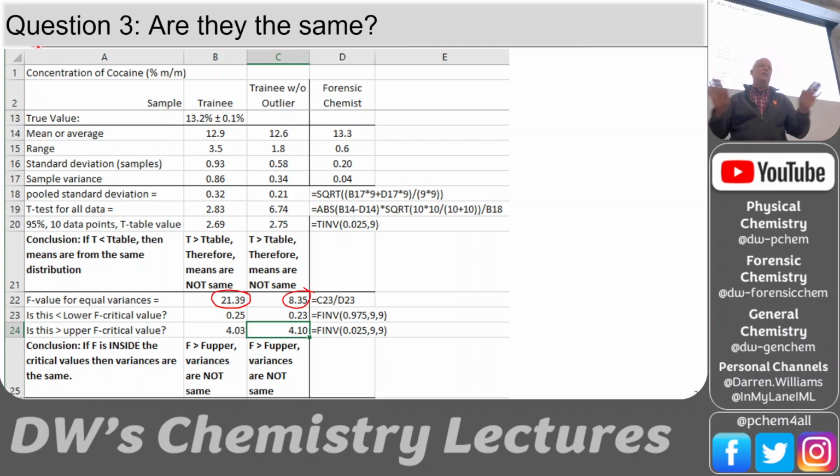So now we have a statistical conclusion, one we can stand on in the court of law and say, yeah, these two personnel have vastly different precisions and statistically different means, and so they need to be retrained until they come into line with each other so that they have statistically similar means and statistically similar variances. So we need to do what they call walk the line.